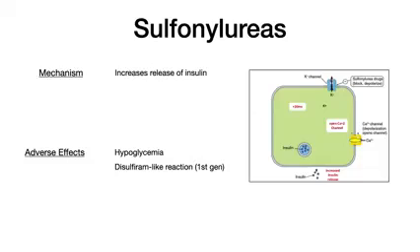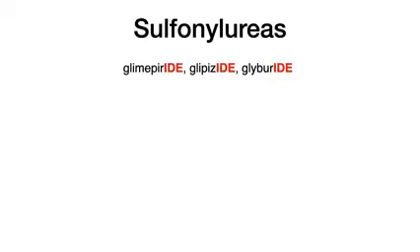The mechanism of sulfonylureas is that it's increasing the release of insulin by depolarizing the potassium channel. So I've put a little schematic on the slide so you can see what that looks like. But basically, the sulfonylurea drug blocks this channel, depolarizes the cell, calcium channels are opened, and you get the release of insulin. That's how sulfonylureas work. The sulfonylureas are the drugs that end in IDE, I-D-E: glimepiride, glipizide, and glyburide.